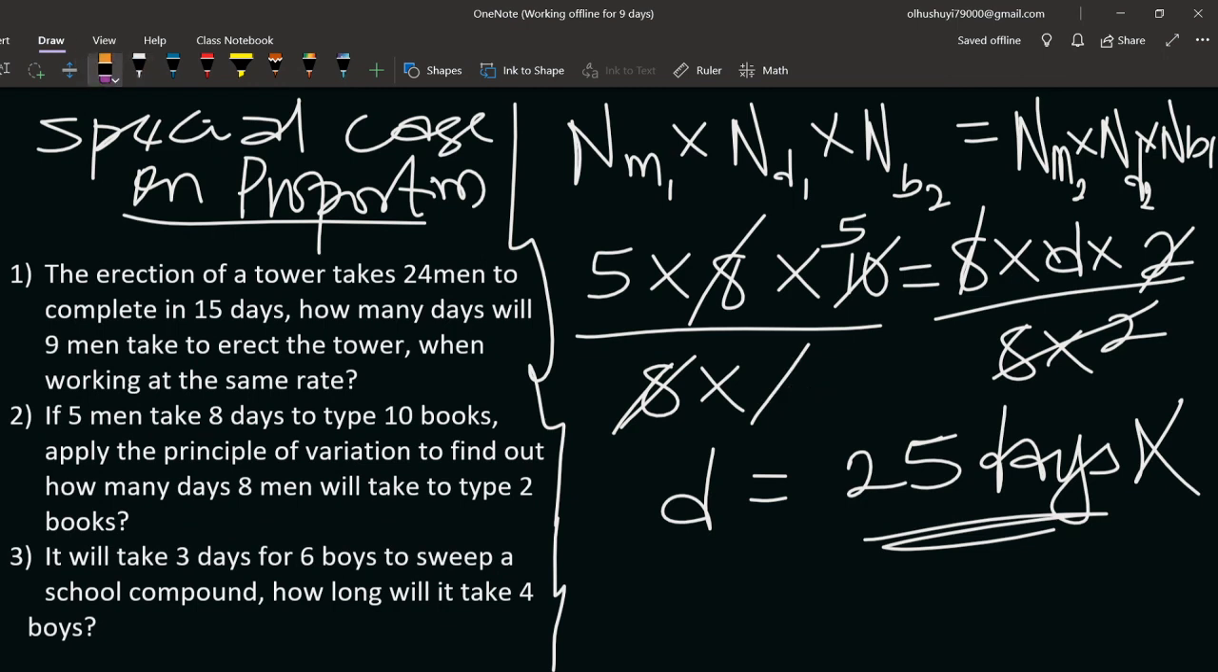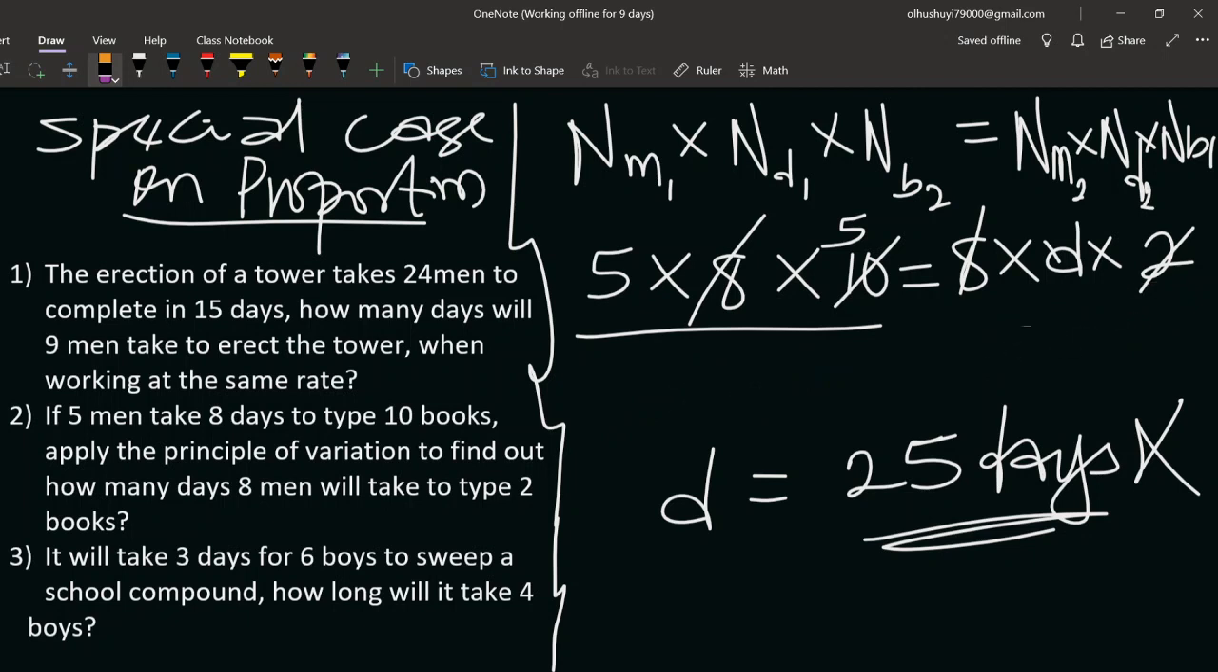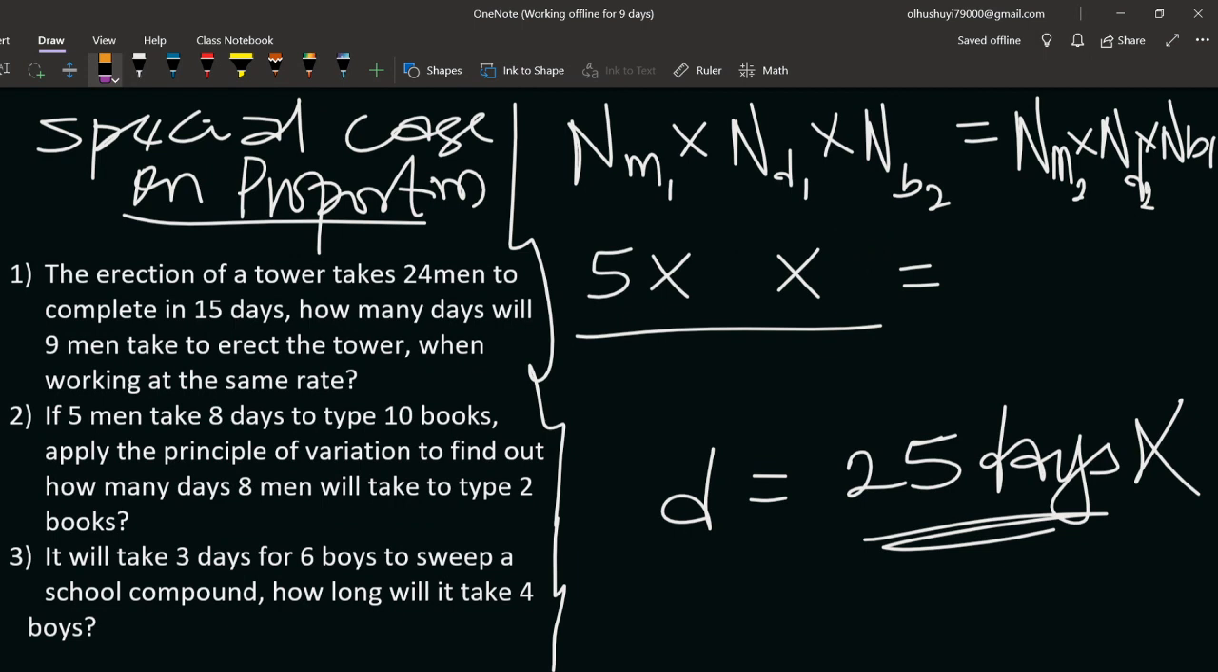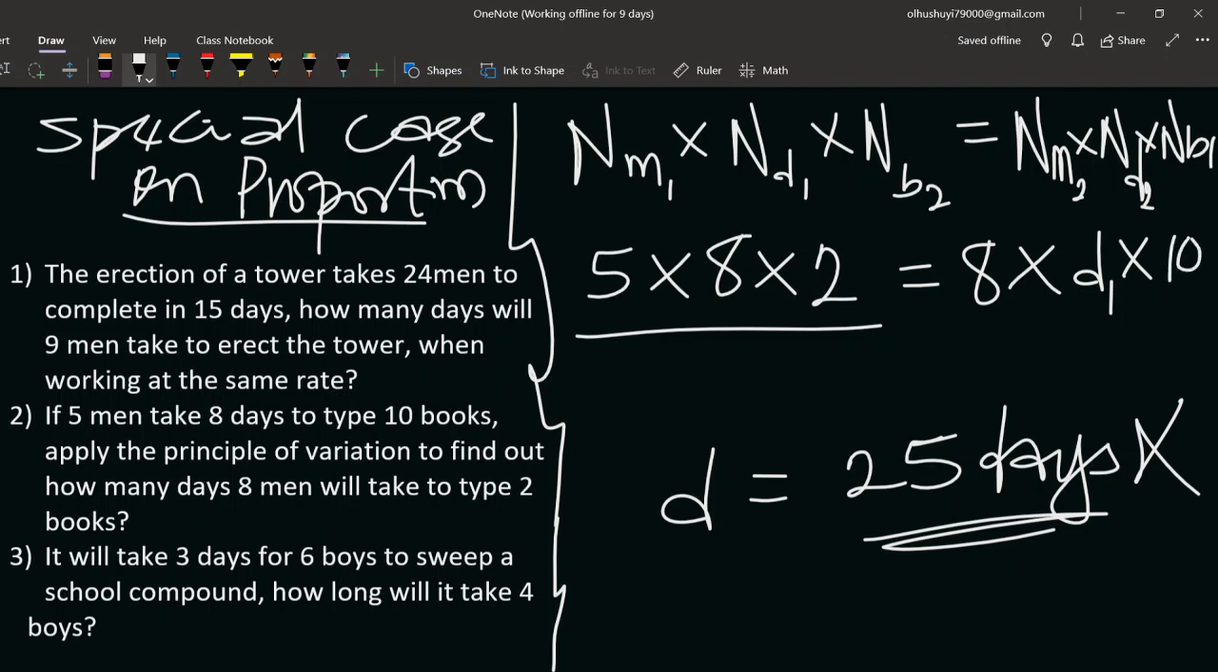So instead of having this, let me wipe this first. Right, let me wipe this. So I have 5 times 8, of course, for the number of men, then times the number of books, which will be 2 here. Then that will be equal to 8 times the number of days we don't know, then times the number of books for the first set of books, which is 10. Are you seeing that? So this one should be 8 times 10, 8 times 10.